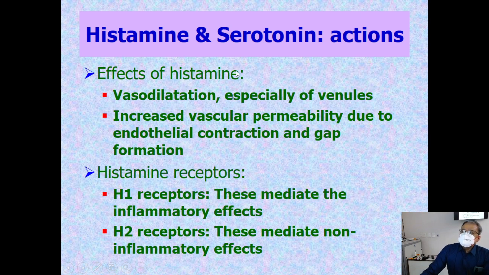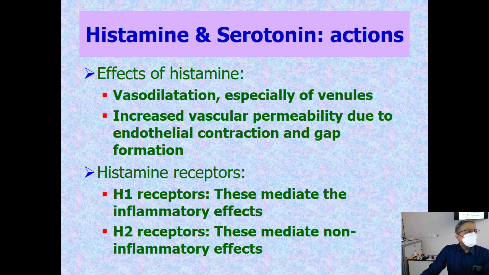So what do they do? They cause vasodilatation, which we already saw in the triple response, and they increase vascular permeability, mainly by endothelial contraction and gap formation. But histamine has multiple receptors. The two most important are H1 and H2. H1 receptors mediate the inflammatory effects.